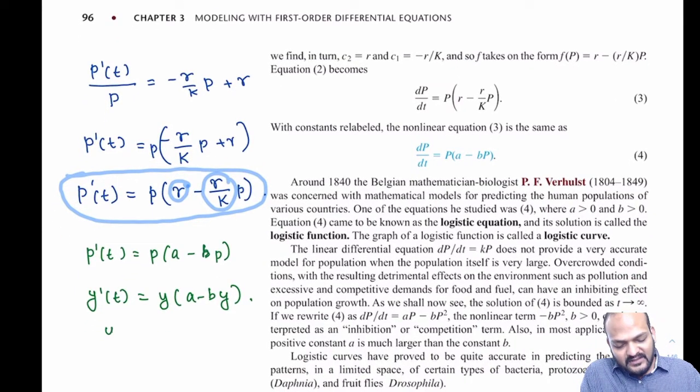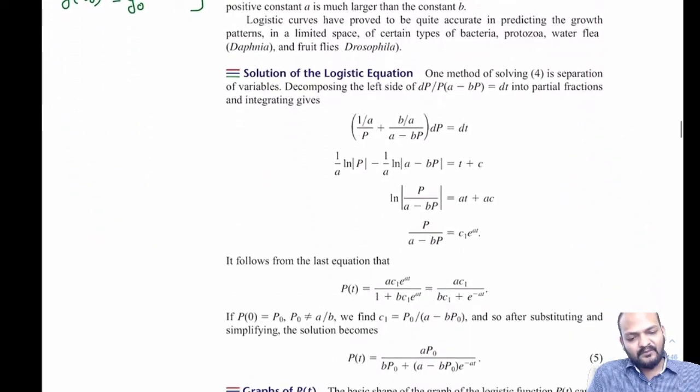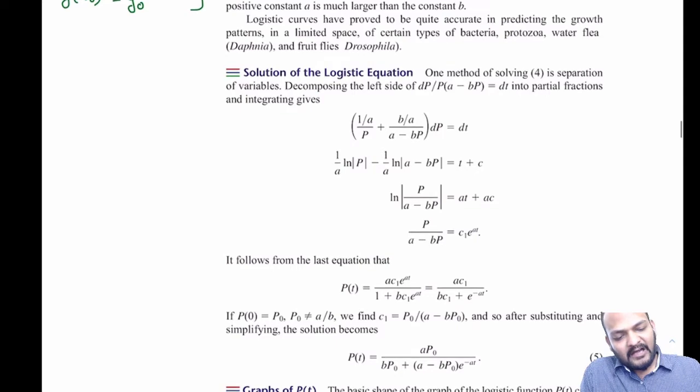If you know the initial condition, we just say the initial condition is y of t naught, it's not necessarily 0, is equal to y sub 0. Then this is an initial value problem, and this is going to have a unique solution by Picard's theorem, by the way. And we can solve them using the variable separable method. Here is the solution using the variable separable method.